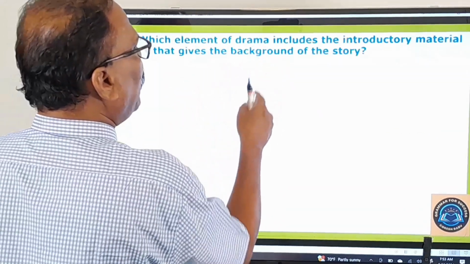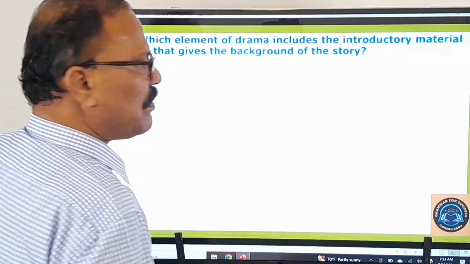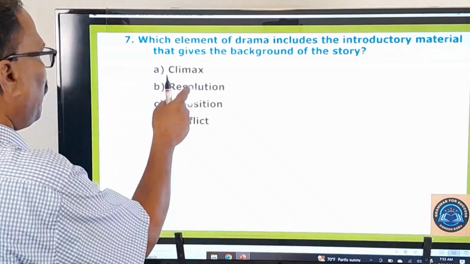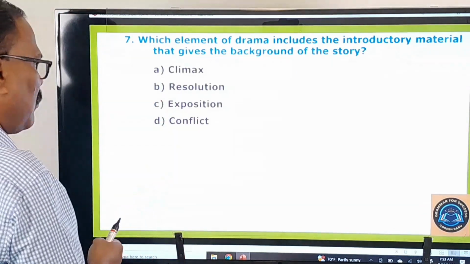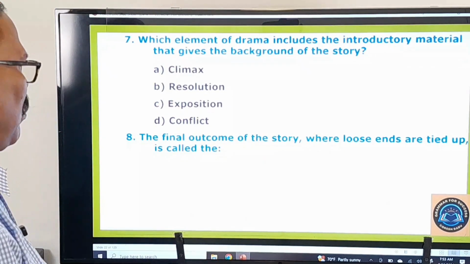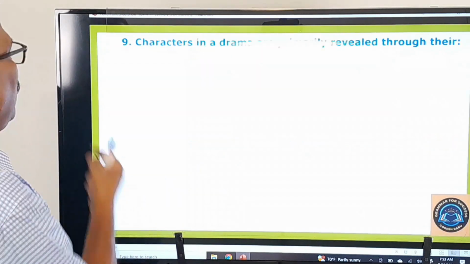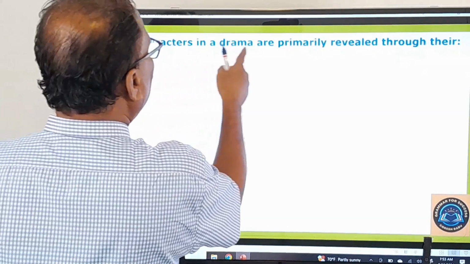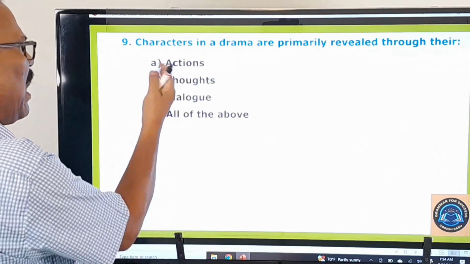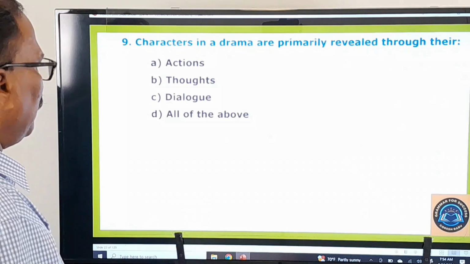Which element of drama includes the introductory material that gives the background of the story? Climax, resolution, exposition, conflict. And the final outcome of the story where loose ends are tied up is called what? Climax, resolution, rising action, exposition. And the ninth one, characters in a drama are primarily revealed through their what? Actions, thoughts, dialogues, all of the above. You know that very well.